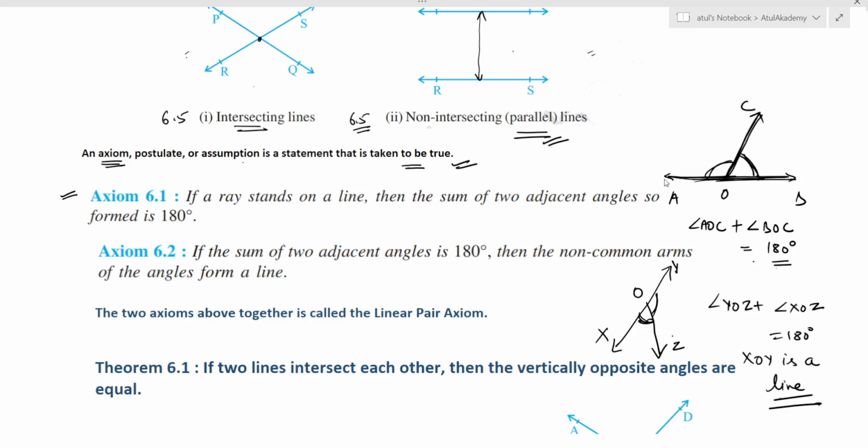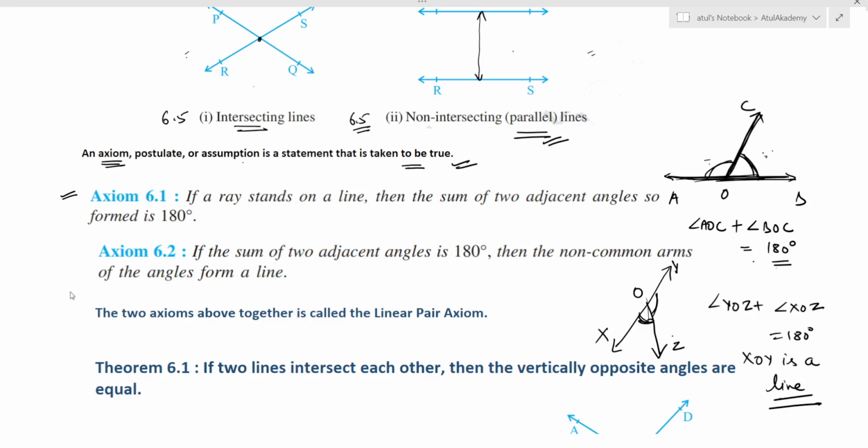One way is that on a straight line, if you have a ray, the sum of the two adjacent angles will be 180. Then the second one: if on a line the sum of two adjacent angles comes out to be 180, then that line is a straight line. Clear? Okay, students, I hope that's clear to you.